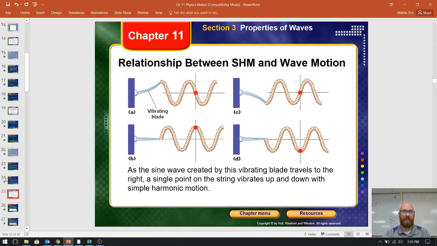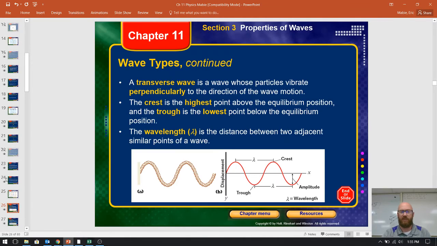The easiest way is to think of it as the particles of matter are moving a little bit forward, a little bit backwards, a little bit forward, a little bit backwards. Hopefully that helped, I don't know.